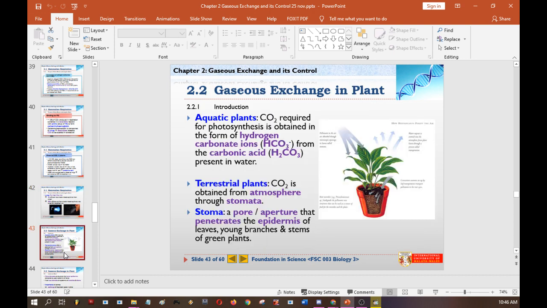So now we move to plants. Plants need CO2 to build up their tissues, to build up glucose by photosynthesis. But at the same time, they also have to do respiration. For aquatic plants, where do they get CO2? It is from the hydrogen carbonate ions, HCO3 minus, and carbonic acid in the water. What about terrestrial plants? CO2 is in the air. They can just get it from the atmosphere.